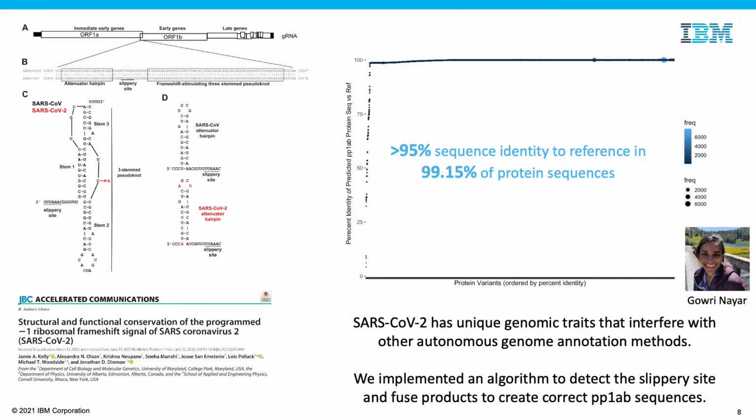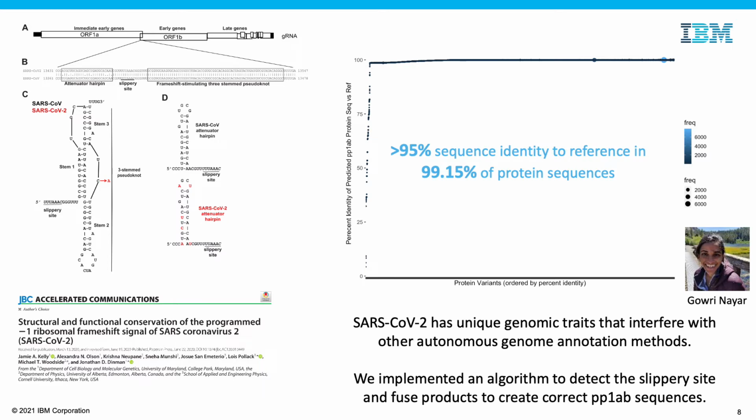So off the shelf, PRODIGAL was not able to produce a single full-length protein product in any SARS-CoV-2 genome. And so Gowri Nayar, one of my teammates here at IBM Research, she built an algorithm to be able to identify this slippery site signature with robustness, and then bridge the gap between these two different regions of the gene and protein products, and then apply the appropriate programmed -1 ribosomal frameshift to create the correct protein product.